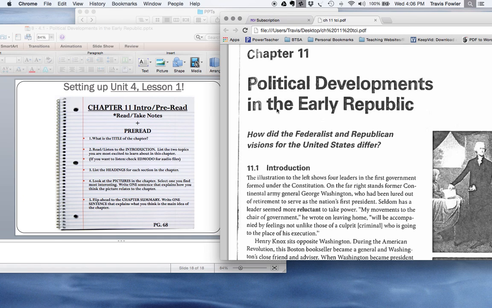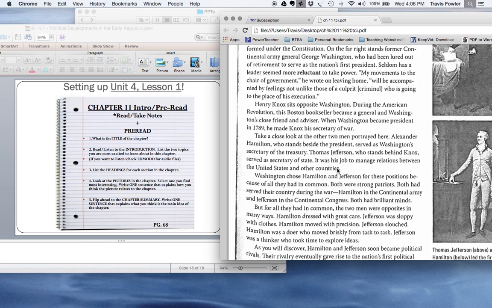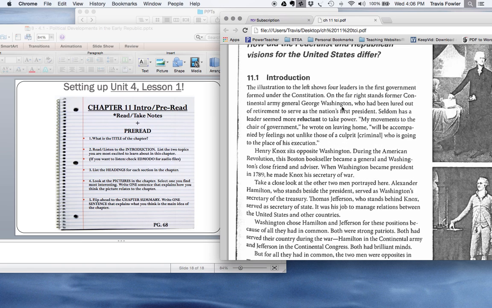Political developments in the early republic. How did the Federalist and Republican visions for the United States differ? 11.1 Introduction. The illustration to the left shows 4 leaders in the first government formed under the Constitution. On the far right stands former Continental Army General George Washington.